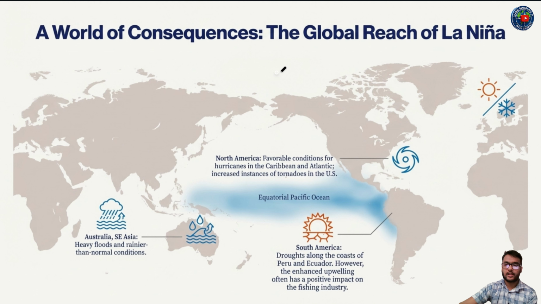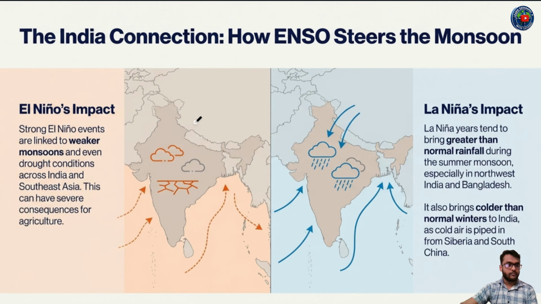Australia and Southeast Asia see heavy floods and rainier than normal conditions. In North America, there are favorable conditions for hurricanes in the Caribbean and Atlantic, and increased instances of tornadoes in the USA. In South America, droughts occur along the coast of Peru and Ecuador. However, the enhanced upwelling often has a positive impact on the fishing industry. These are some global consequences of La Nina.